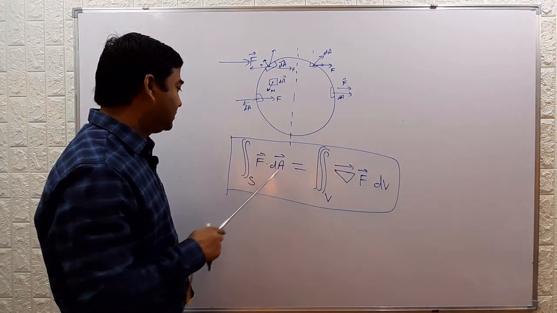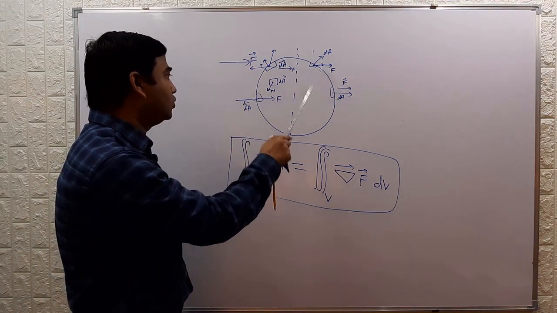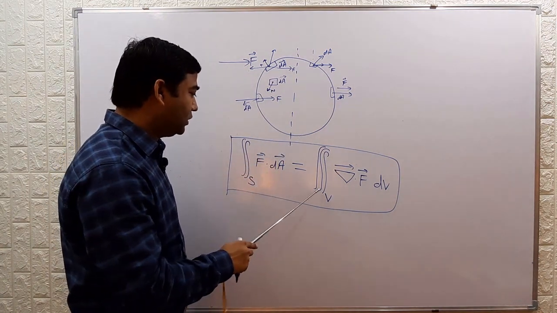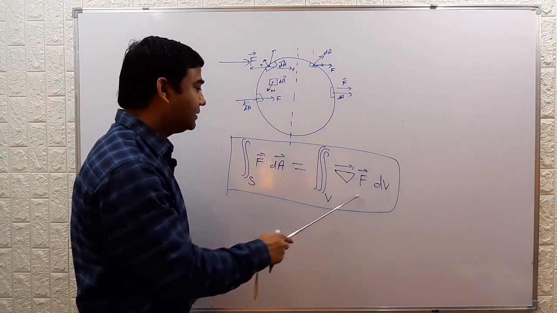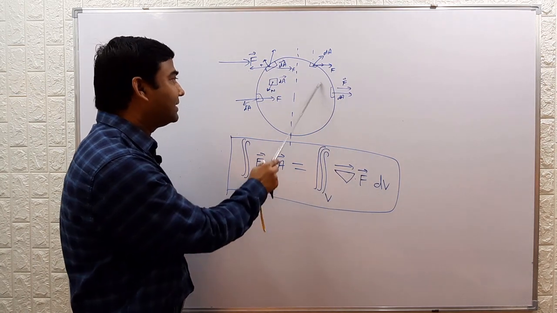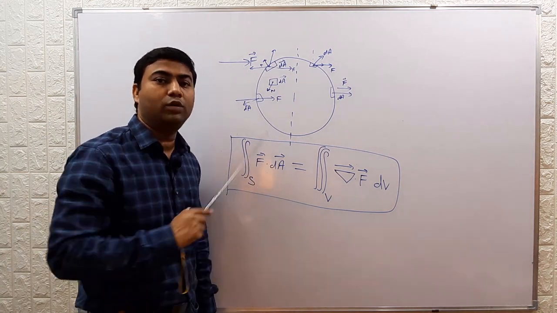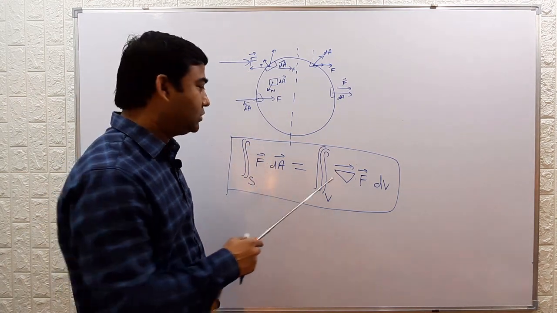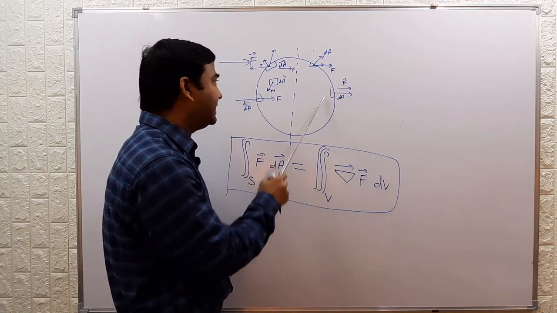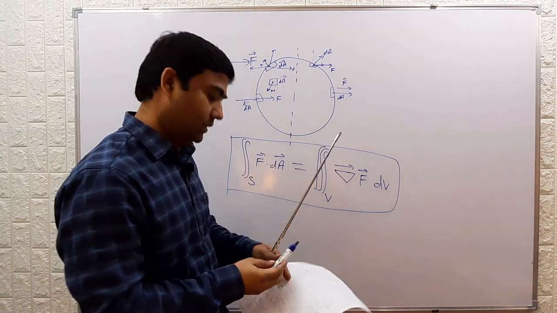Again I will repeat, net flux of a field through a closed surface is equal to net divergence throughout the volume created by the closed surface. Net flux is equal to total divergence of that field in the volume created by the closed surface. That is Gauss divergence theorem.